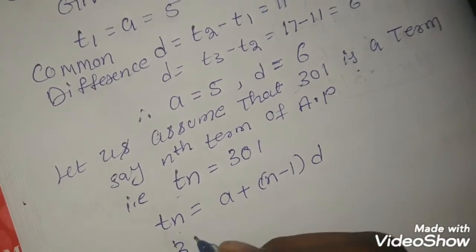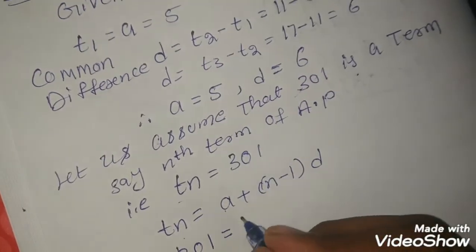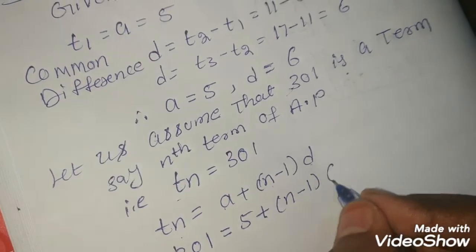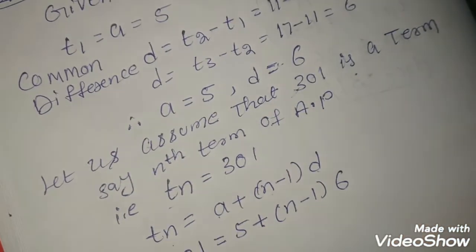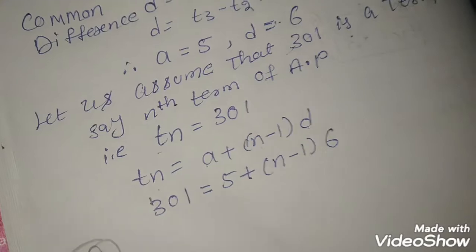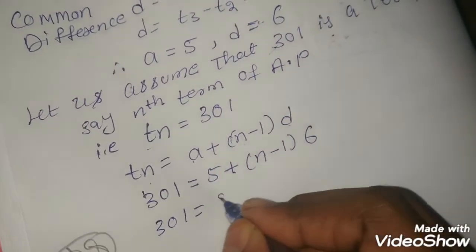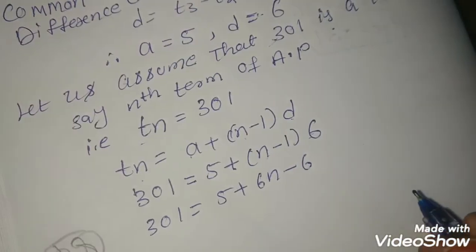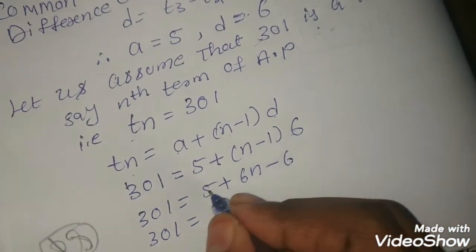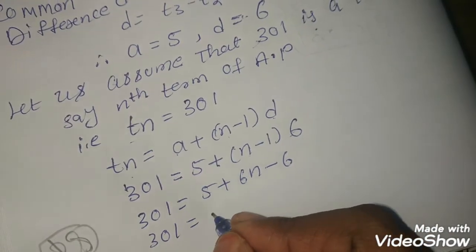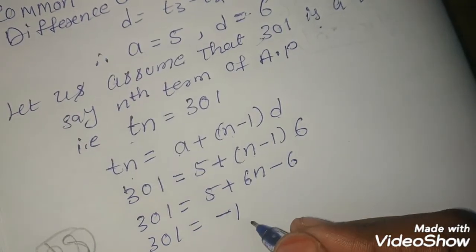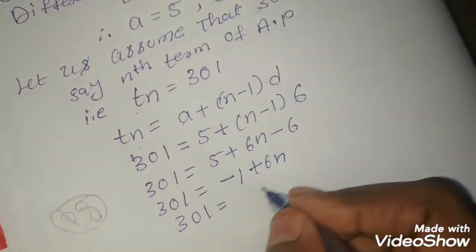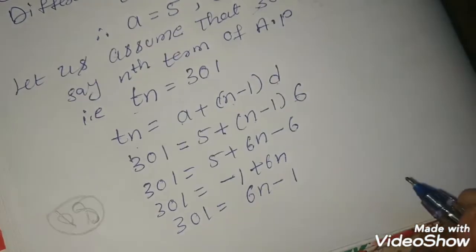What is Tn? Our assumption is 301 is equal to, what is A here? 5 plus n minus 1 into, what is D? D is 6, found here. Okay. So what next? 301 is equal to 5 plus multiply 6. What we get? 6 into n, that is 6n minus 6 ones are 6. Okay. 301 is equal to 5 minus 6. What we get? Minus 1, right? Because 5 is smaller than 6, we get a negative sign. Plus 6n. Next, 301 is equal to 6n minus 1. Same, no?